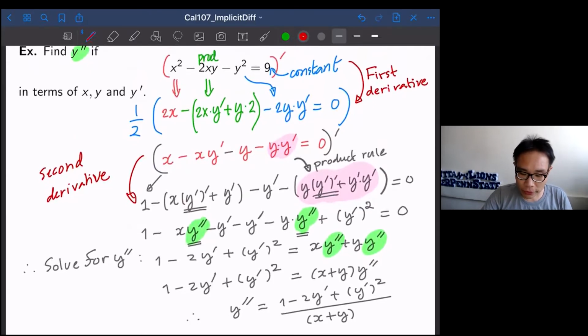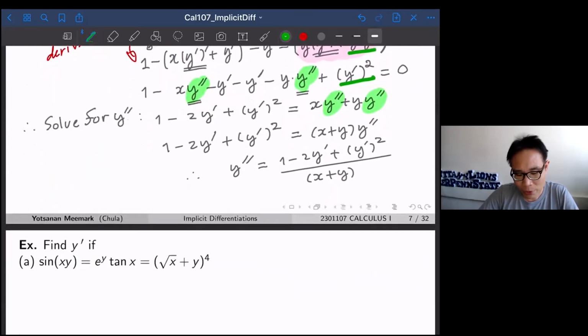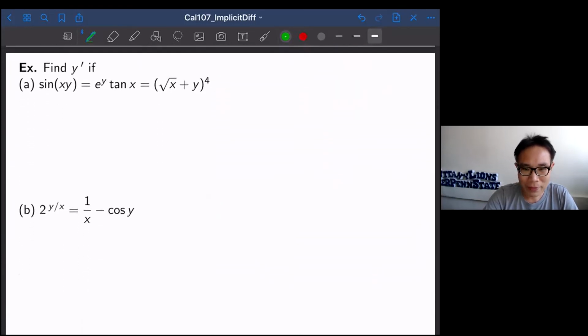The most confusing will be this term also. If you have a problem, you should have a problem with this term. y prime times y prime, okay? y prime times y prime is y prime square. So this is another important thing that you may be confused on: y prime times y prime equals what? It is equal to y prime square, okay?